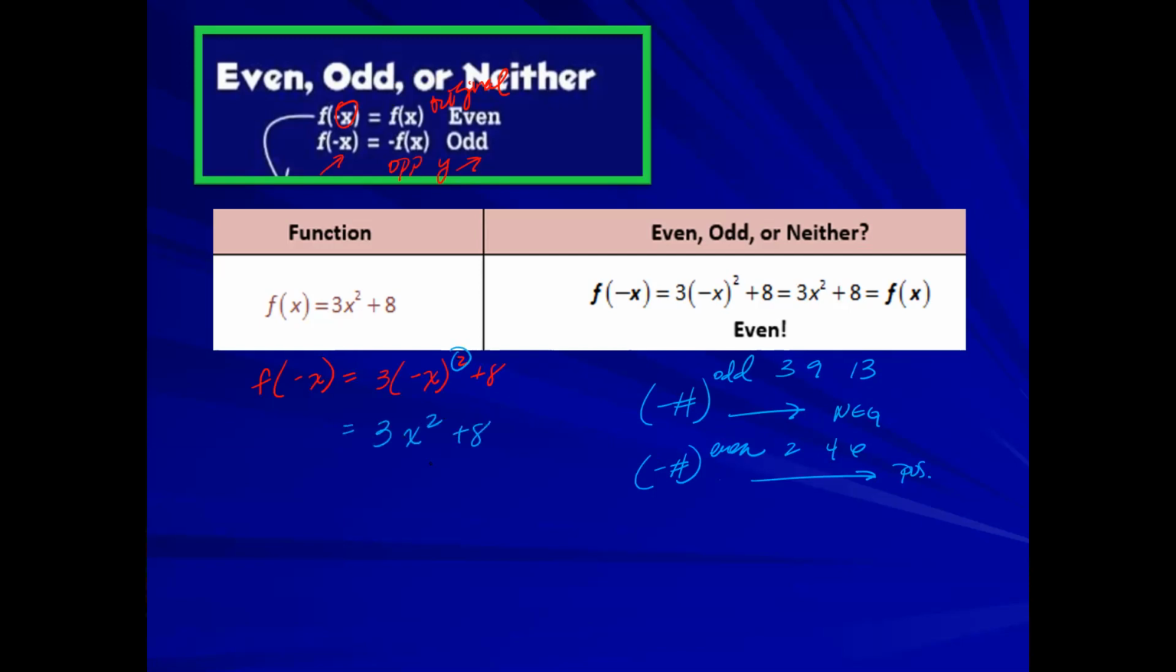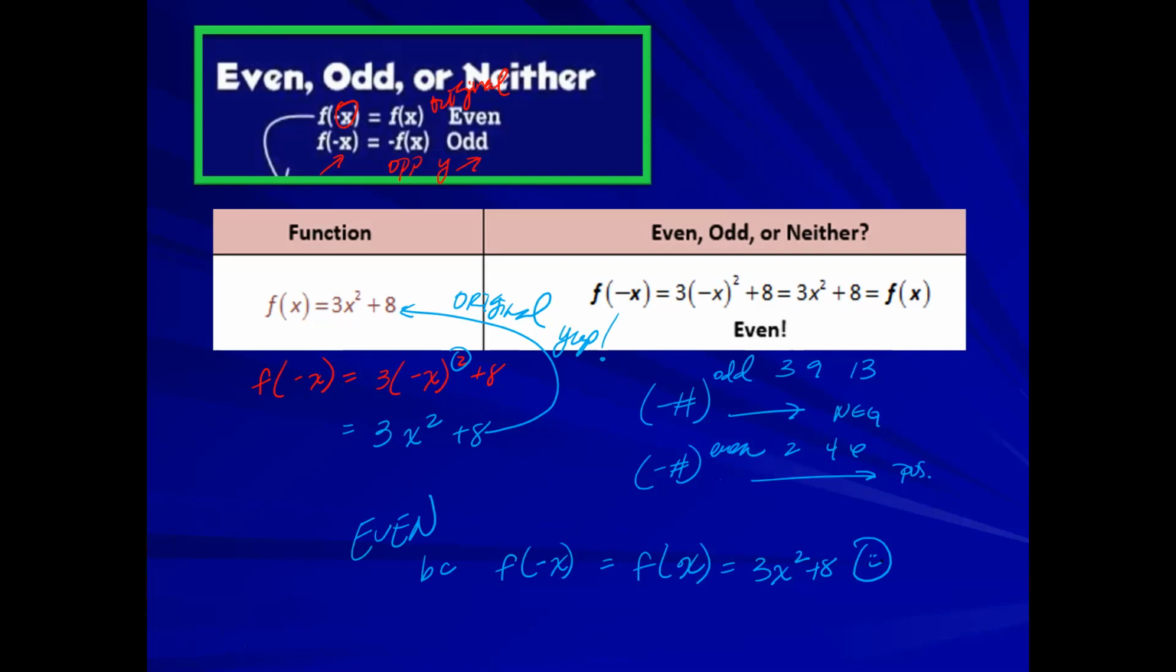plus 8. Now, as I'm looking at this, is this the original equation? And the answer is, yep, it is. So I know that it's going to be even. Because when I replace the x with a negative x, I did have the original f of x equation, which was 3x squared plus 8.